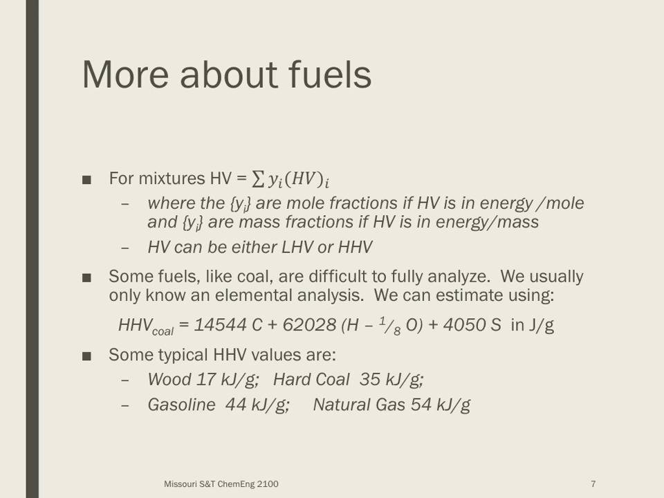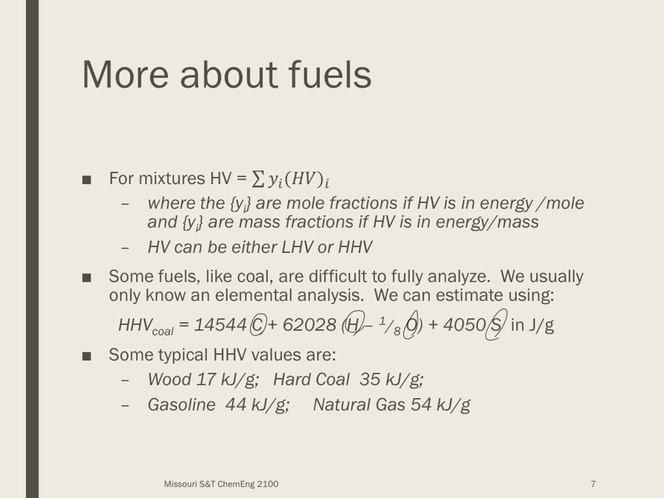ratios, the elemental number of carbons that come out in the test, and plug those in here, so plug in the number of carbon atoms, the number of hydrogen atoms, the number of oxygen atoms, and the number of sulfur atoms. This formula will get you an estimate of the higher heating value for that coal in joules per gram. And there's a lot more about this in the textbook. We don't use a lot of coal these days, so I'm not going to spend much time on that, but you should be aware of these things.